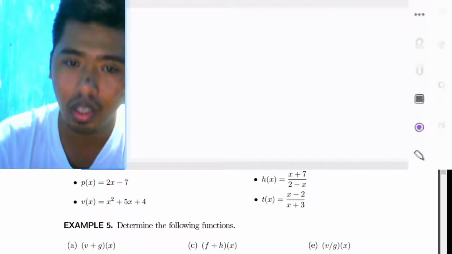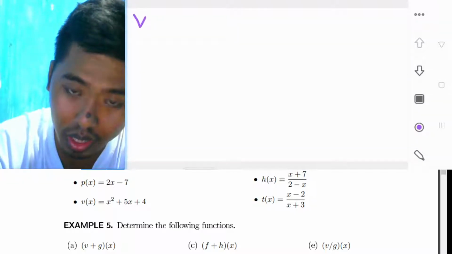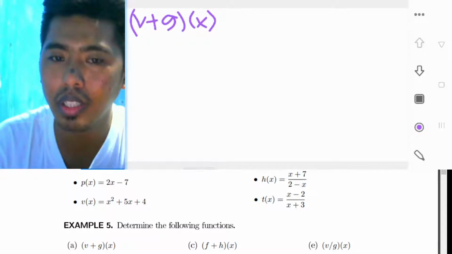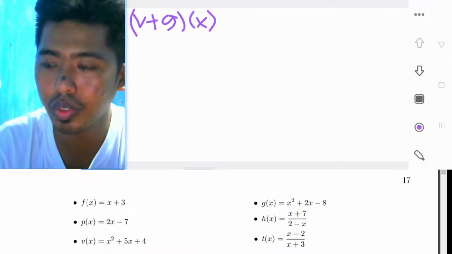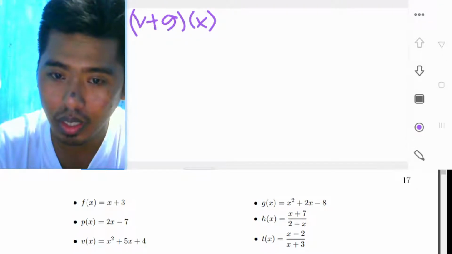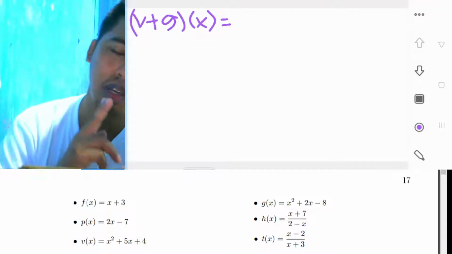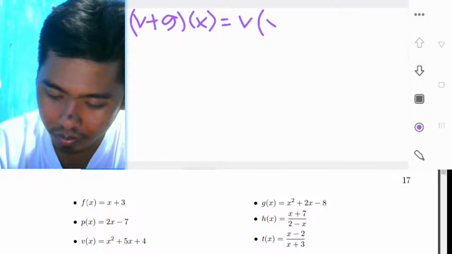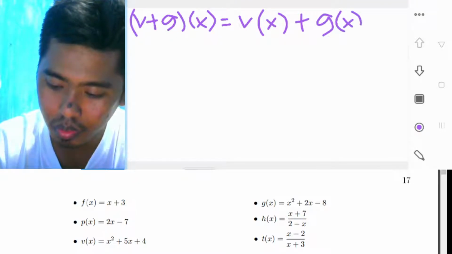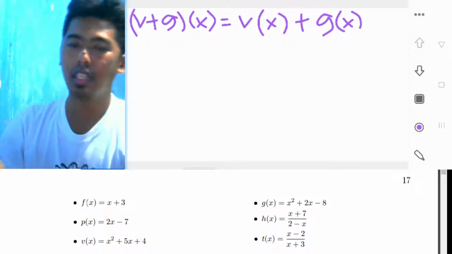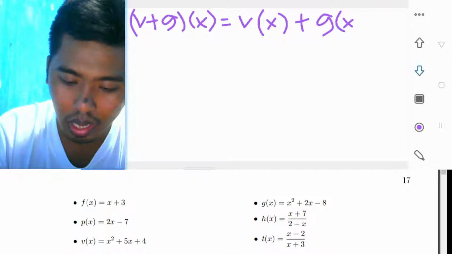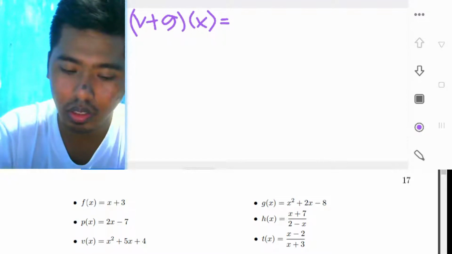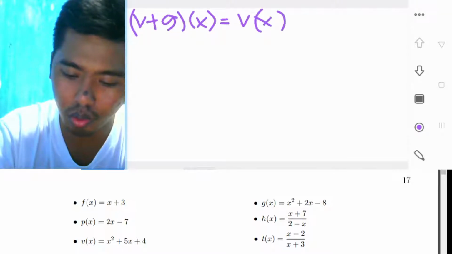Okay? Let's copy our problem. So, we have the quantity of V plus G of X. What we will do, guys, is V of X plus G of X. Meaning, we will find V of X and add it to G of X. I hope you understand what I am explaining. So, let's have V of X.